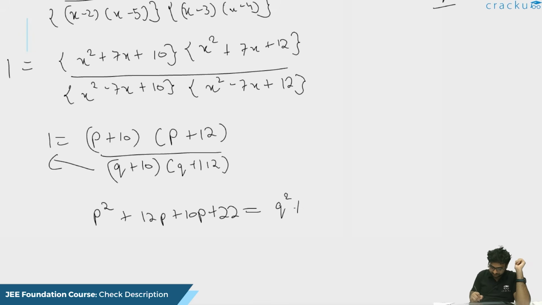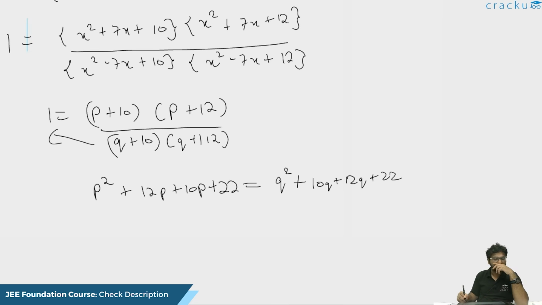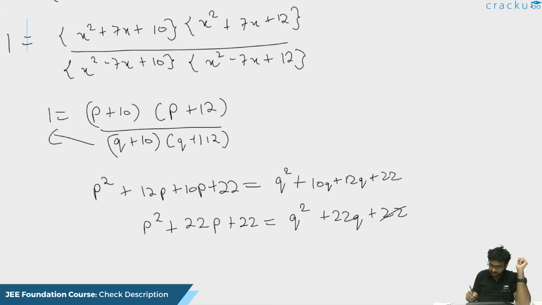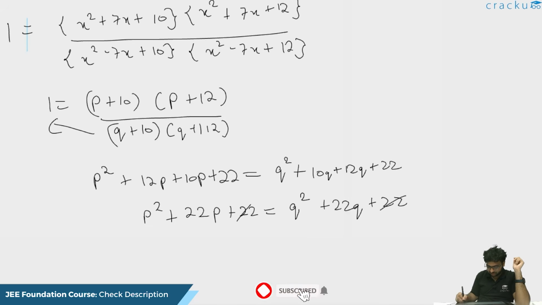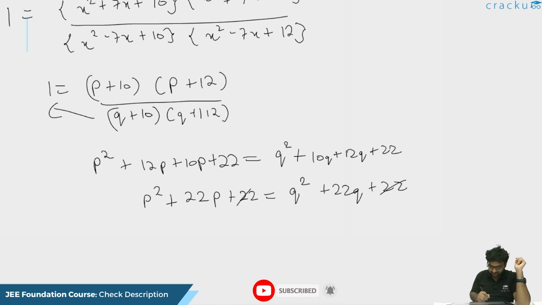which will be equal to Q square plus 10Q plus 12Q plus 22. So what is this? P square plus 22P plus 22 is equal to Q square plus 22Q plus 22. So this 22 will get cancelled out. Okay. So we are left with what? P into P plus 22 is equal to Q into Q plus 22.